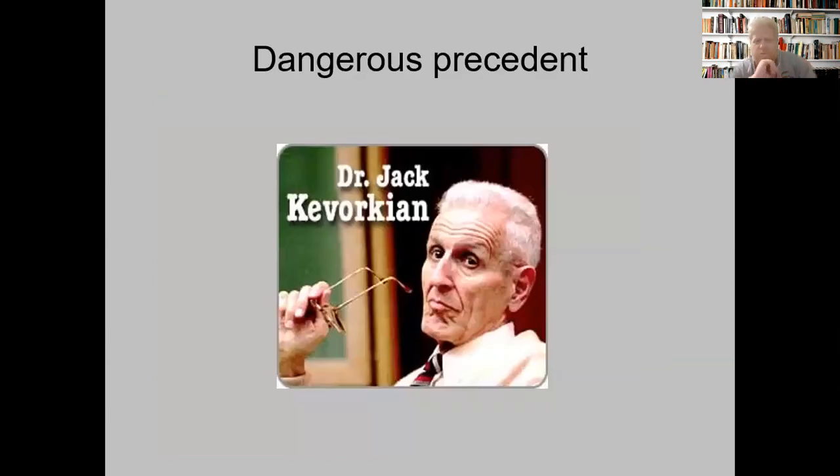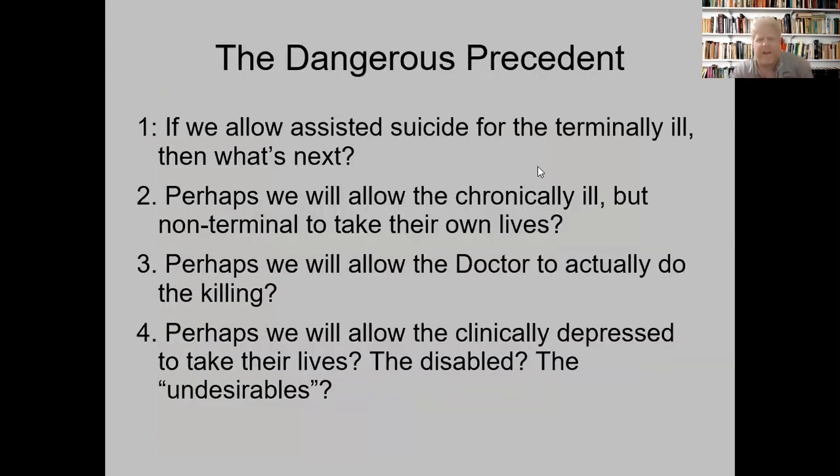There is this worry about dangerous precedent. You've got to learn a little bit about Jack Kevorkian for that. I'm going to send you a separate video that goes into this argument with Jack Kevorkian, but it kind of goes like this. This is the worry. If we allow assisted suicide for the terminally ill, what's next? Perhaps we allow the chronically ill, but non-terminal, to take their own lives. Perhaps we'll allow the doctor to actually kill the person, and they might abuse that.